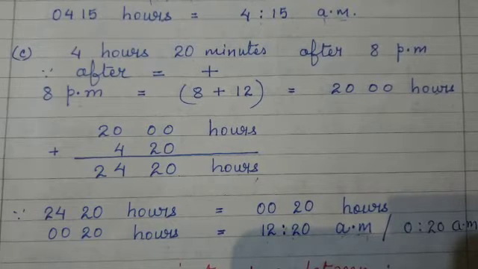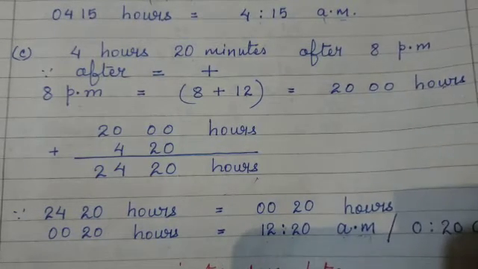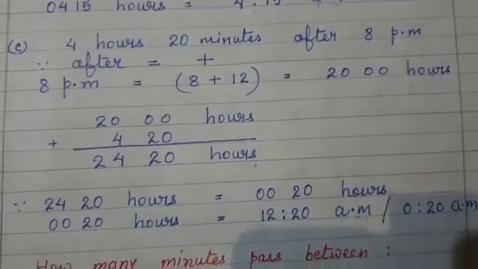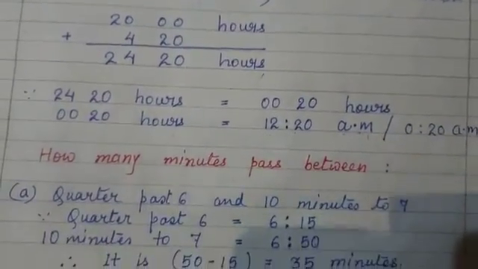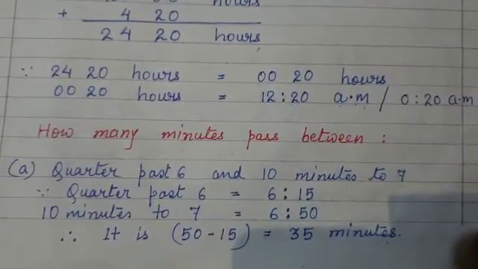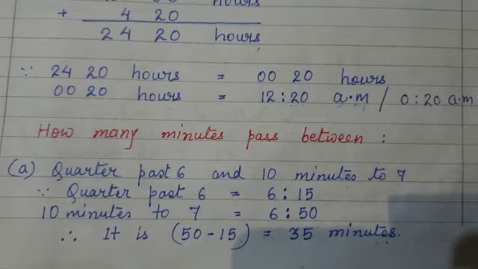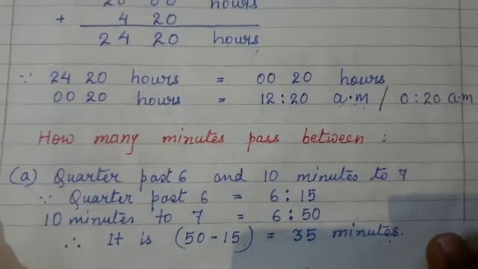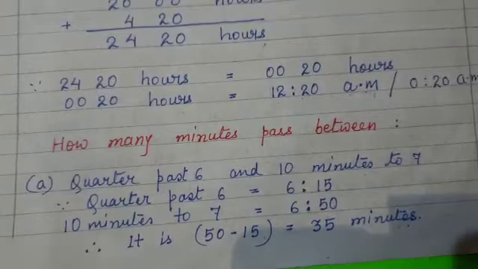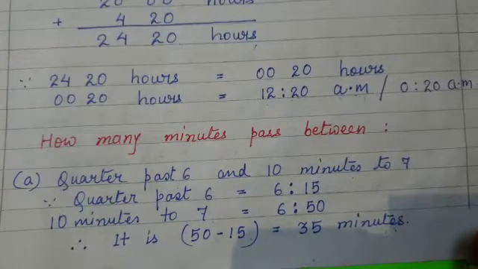Okay. Now, one question can be asked in this way, how many minutes pass between? Here in this question, you no need to find out the time. Here you have to find out the duration of the time. Okay. Here, the starting time is given and closing time is given. You have to find out the duration.